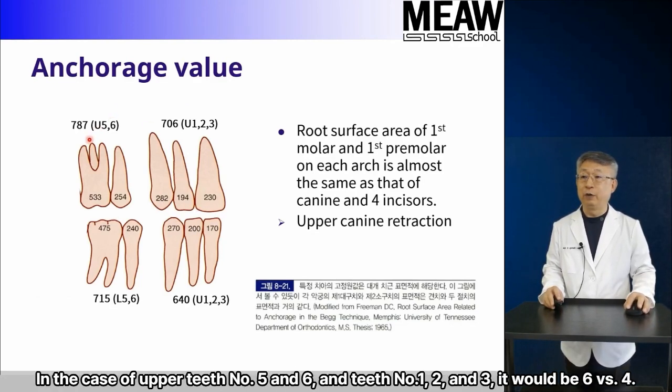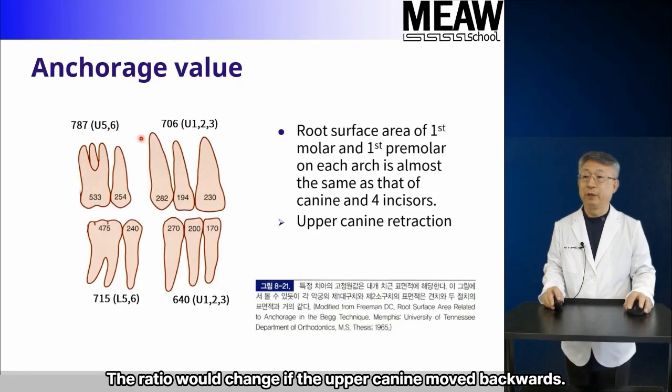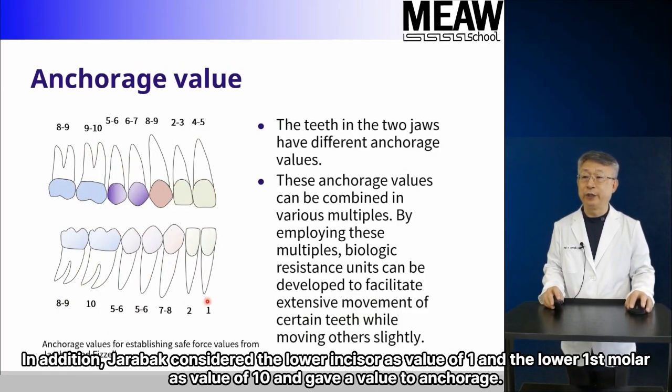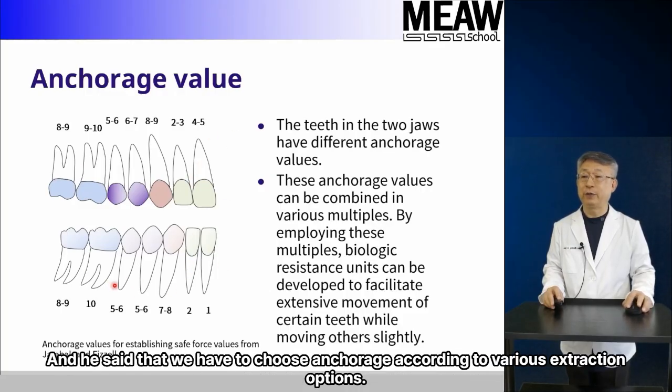In the case of upper teeth number 5 and 6 and teeth number 1, 2, and 3, it would be 6 versus 4. The ratio would change if the upper canine moved backwards. The root surface area on the lower teeth number 5 and 6 and teeth number 1, 2, and 3 would be different. In addition, Jerabak considered the lower incisor as value of 1 and the lower first molar as value of 10, and gave a value to anchorage. And he said that we have to choose anchorage according to various extraction options.